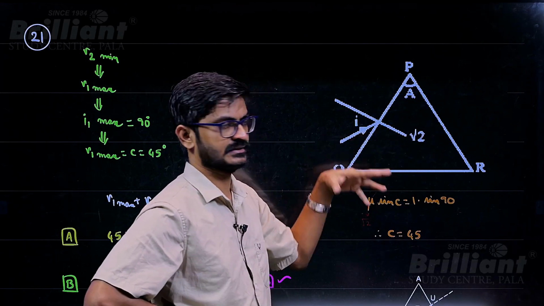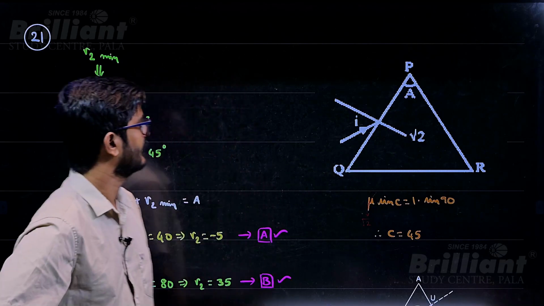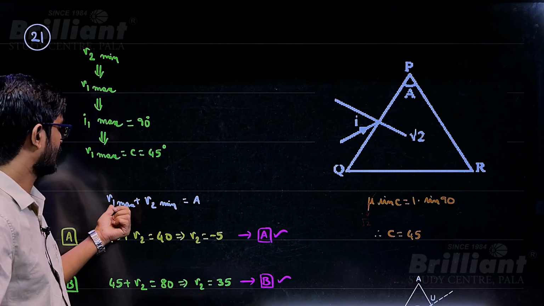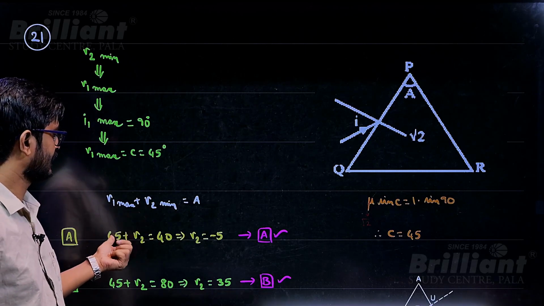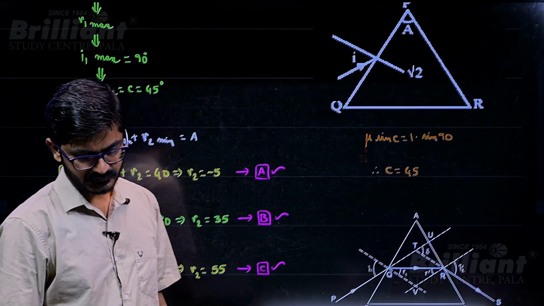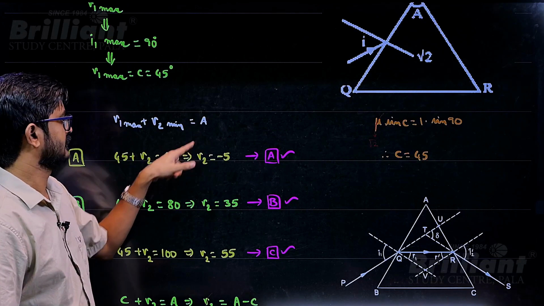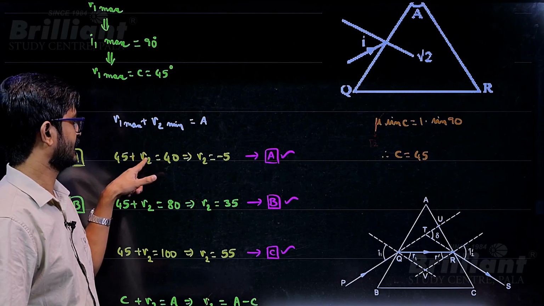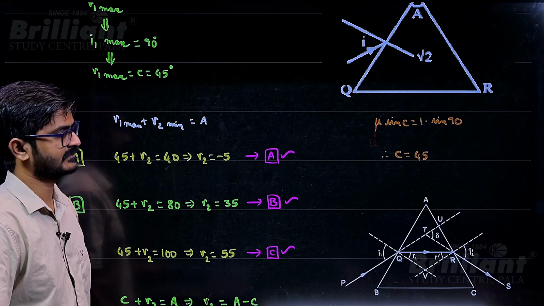So, that's the idea. R1 maximum is the critical angle. So, R1 maximum plus R2 minimum is A. In the first option, they are saying A is 40. So, when I substitute 40, this is R2 minimum. I am not writing minimum every time; R2 means R2 minimum. So, R2 minimum is minus 5.